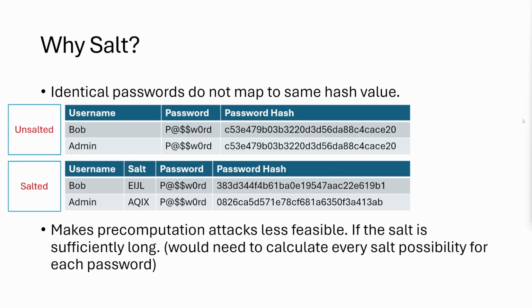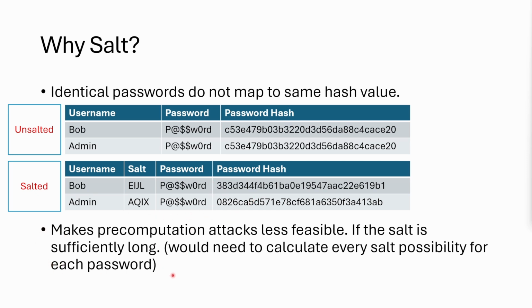So this is kind of a summary from the last slide here. Identical passwords do not map to the same hash if they're salted. That's why we use salts. So here's that drawn out. Same passwords in the salted format. They are different because of those salts. Prior to hashing, they're added.